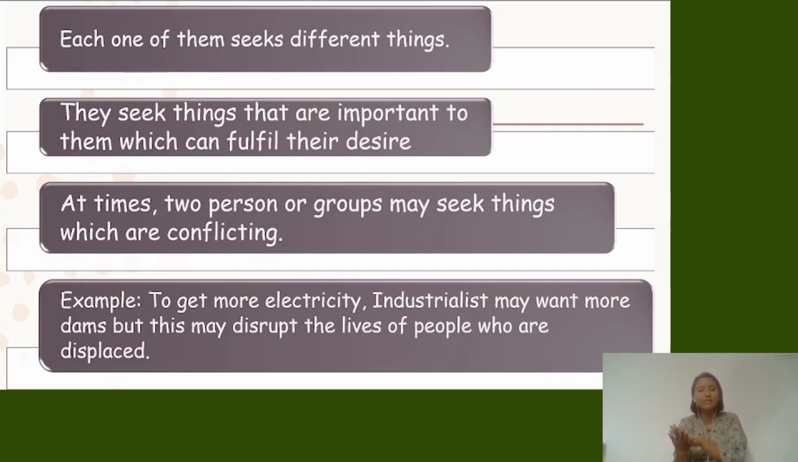Industrialists want dams, but it disrupts or it disturbs the life of the people who are displaced from this place. Because now they have to adjust in a new environment. They have to find new jobs. They have to find a new school for their children, right?